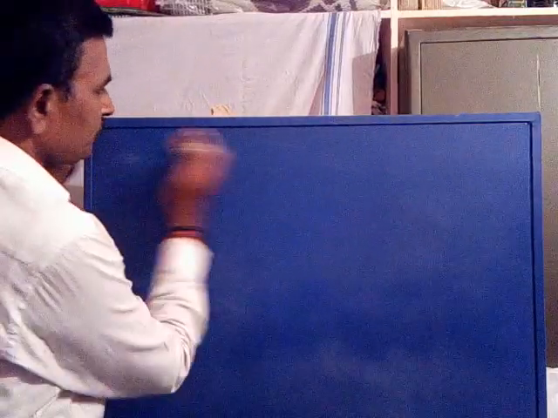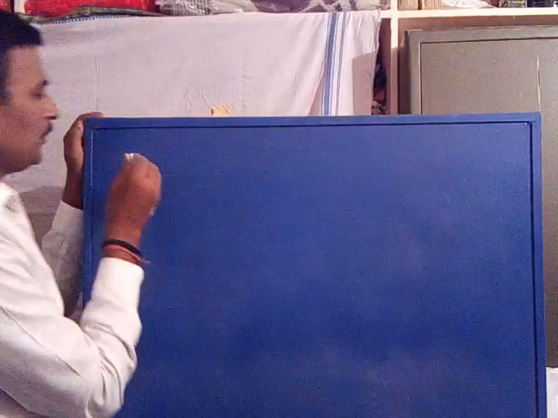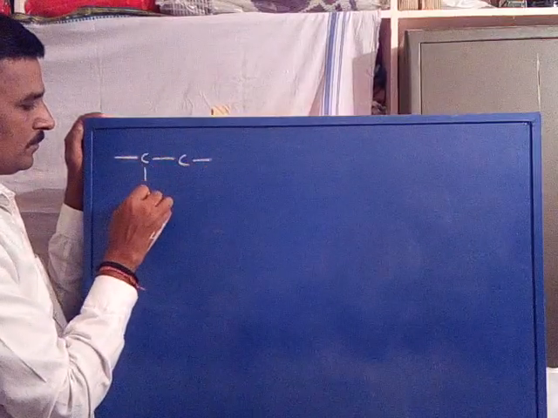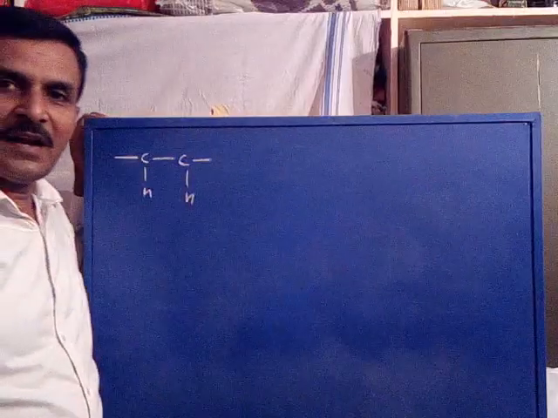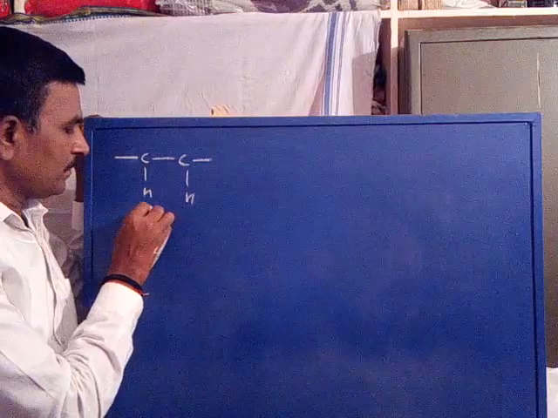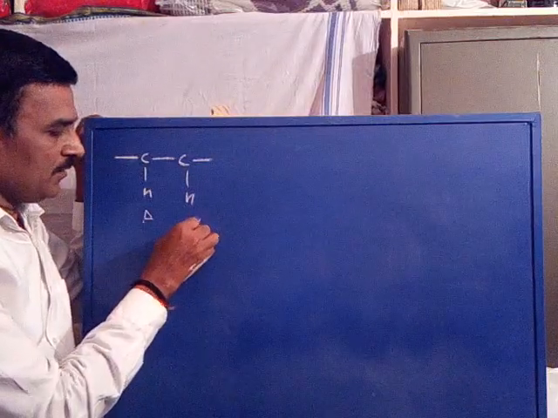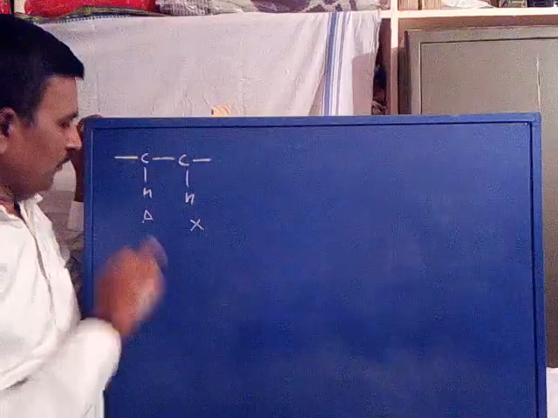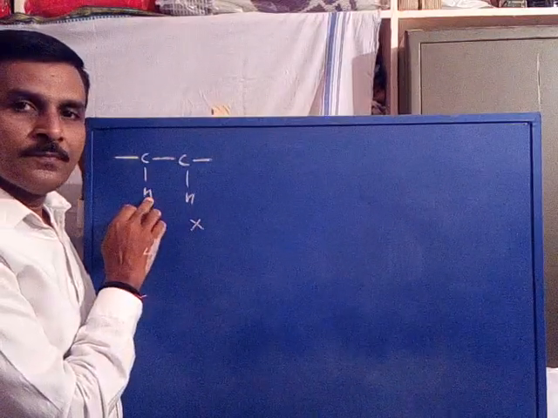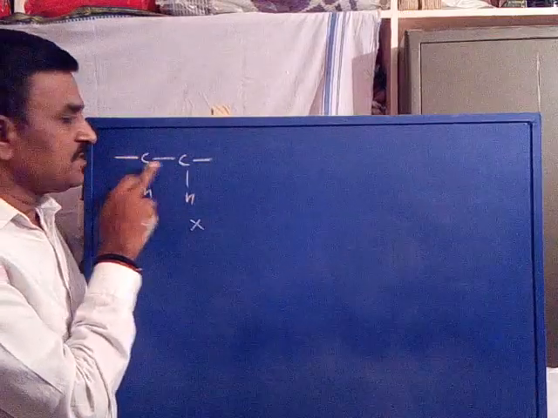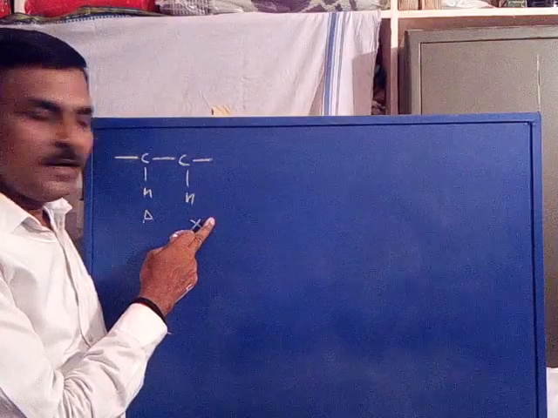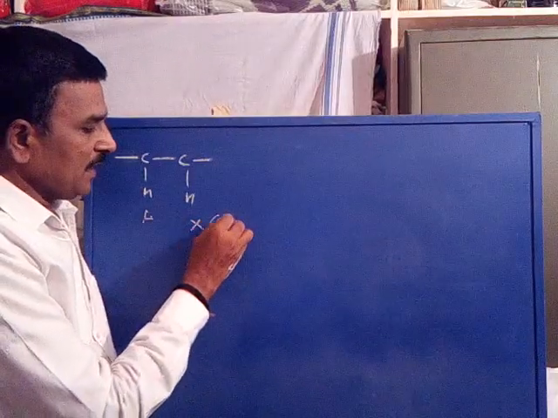Now, take a general example. One proton is A, the other proton is X. Now, if the groups attached to these are different, then these two protons become non-equivalent and, coupled with each other, appear as doublets.